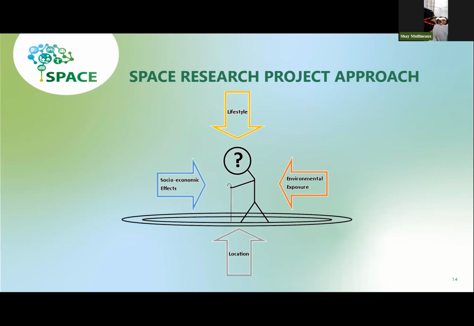So that's what we're worrying about in SPACE, and that's what we're trying to do: take account of that multiplicity of variation and variables together to try and get to the cause of what is really going on in the spatial context.